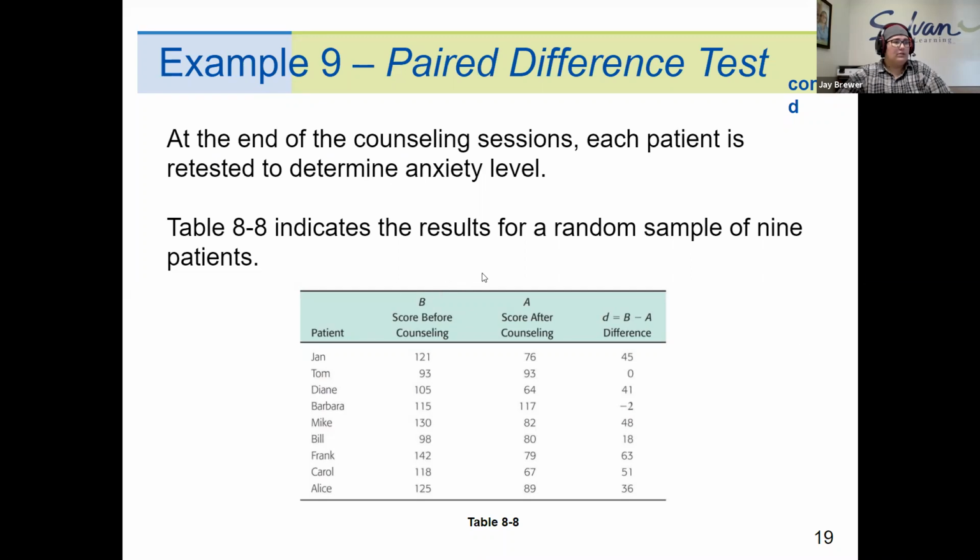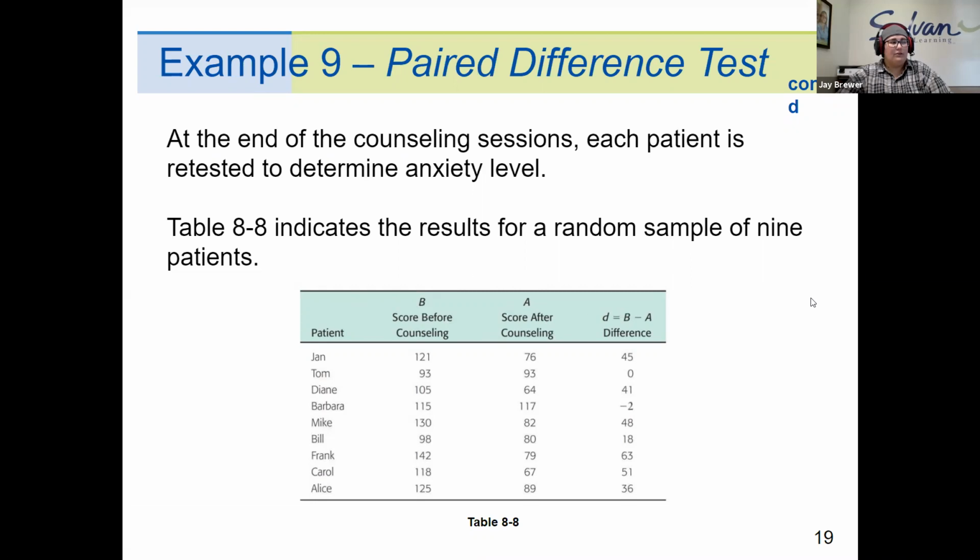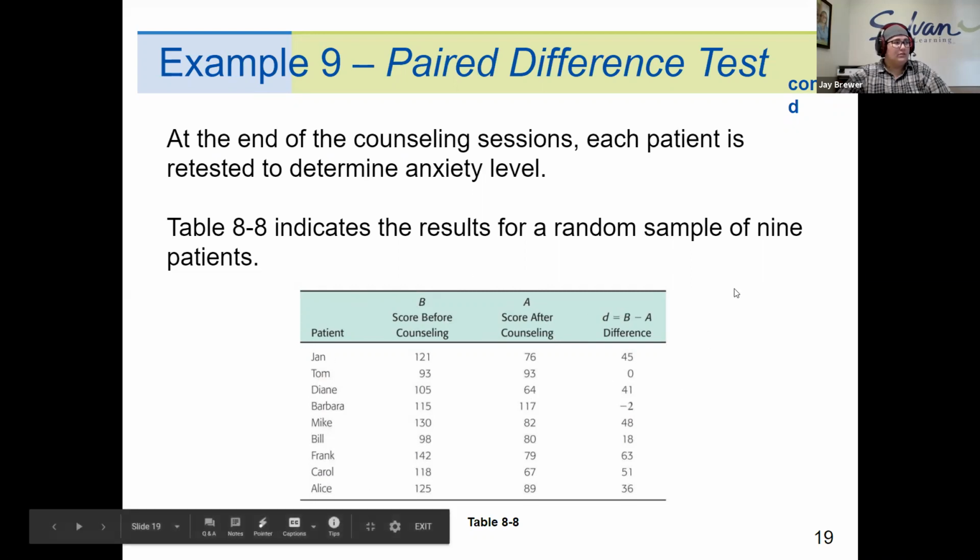Score before counseling, score after counseling, and difference. I don't know why they gave us the patients' names. Honestly, if you were filling this out, you should just use patient 1, patient 2, etc., or A, B, C, or X, Y, Z, whatever. You should not be giving out even just a person's first name.